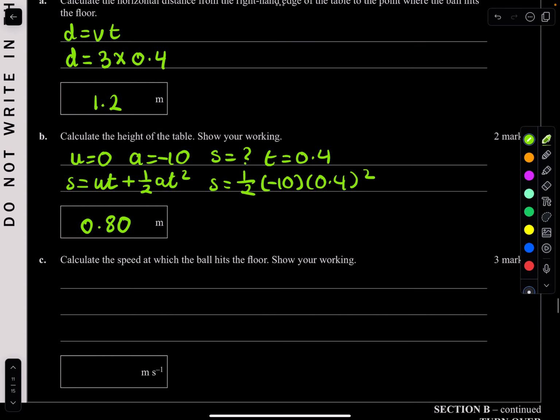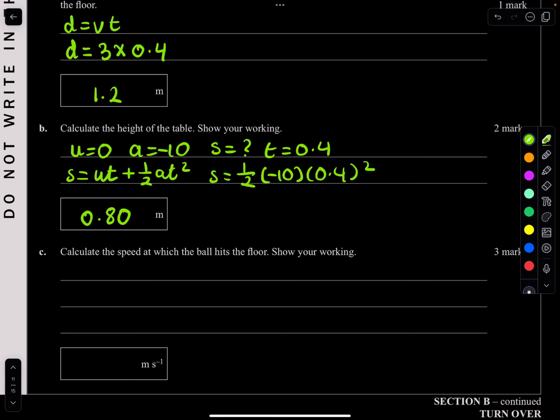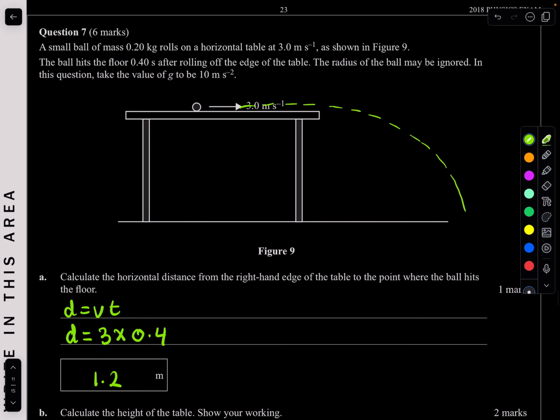Easy. Next question. Calculate the speed at which the ball hits the floor. Show your working out. All right. So we know that when it hits the floor, the ball's going to hit like this. Because we can break this down to its vertical and horizontal components, we know the horizontal component is constant. We said the velocity in the horizontal component is constant. But what about the vertical component?